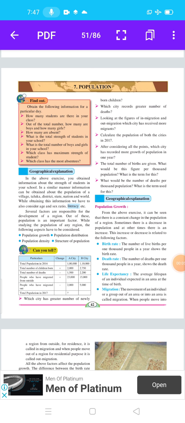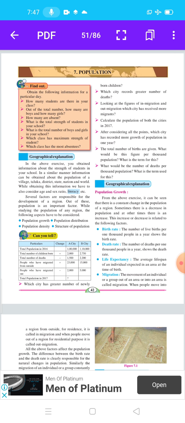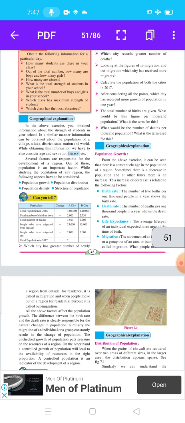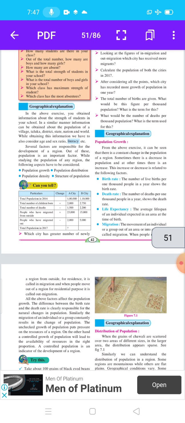In the last video, we started lesson number 7, Population. We completed the geographical explanation and exercise. Now let us start the geographical explanation of population growth. The name of our next point is population growth.